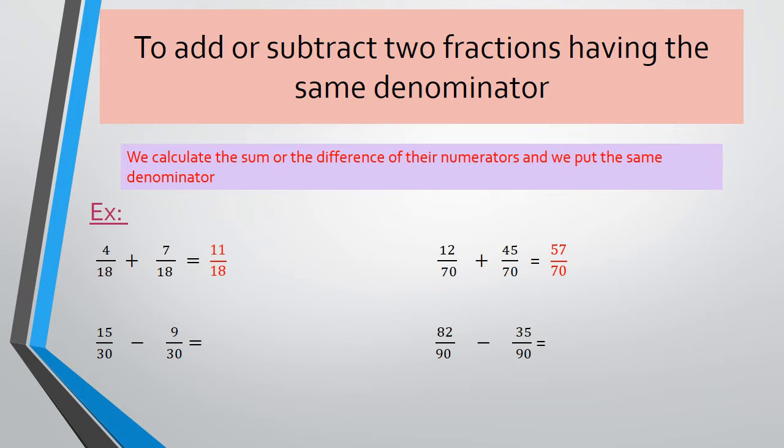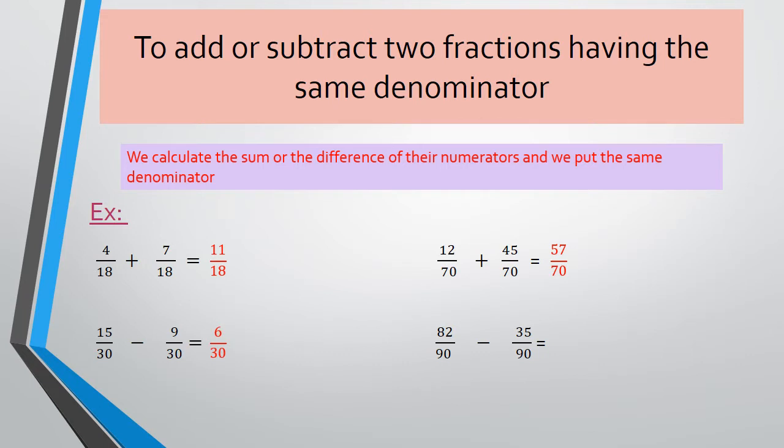Also in subtracting we have 15 over 30 minus 9 over 30. We have the same denominator 30, so we subtract 15 minus 9 equals 6 and the denominator is 30.